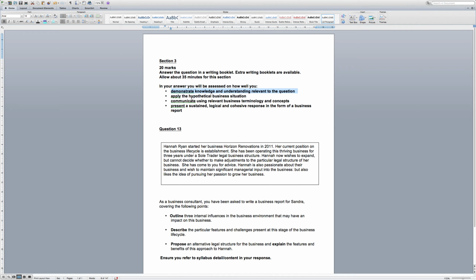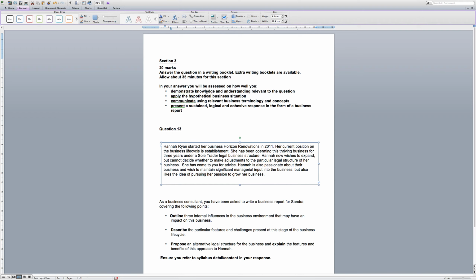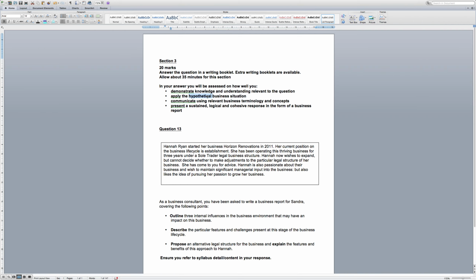The second part we're looking at is to apply the hypothetical business situation. Because this is a Section 3 paper, we give you a hypothetical business situation. In order to get in the top band of marks, or the top two bands rather, you need to include aspects of this stimulus. So you've got to refer to the stimulus. Otherwise, the maximum mark you could possibly get out of 20 would probably be about a 12. That's really testing your ability to understand what the problem is with the business and integrate those issues into your response in order to recommend to Hannah, in this case, how to overcome these problems.